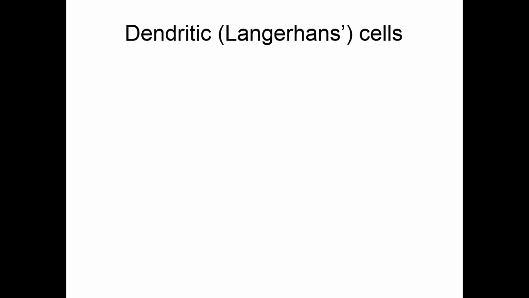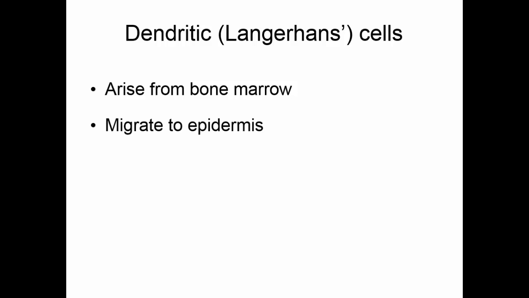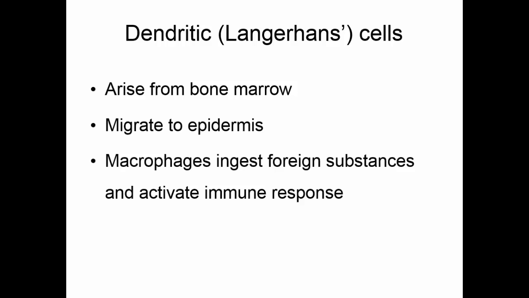The dendritic cells, or the cells of Langerhans, arise from the bone marrow. They're actually immune system cells. They migrate from the bone marrow to the epidermis, where they act as macrophages. They ingest foreign substances that may kind of wiggle in between the skin cells, and they will help activate the immune response if they need to.